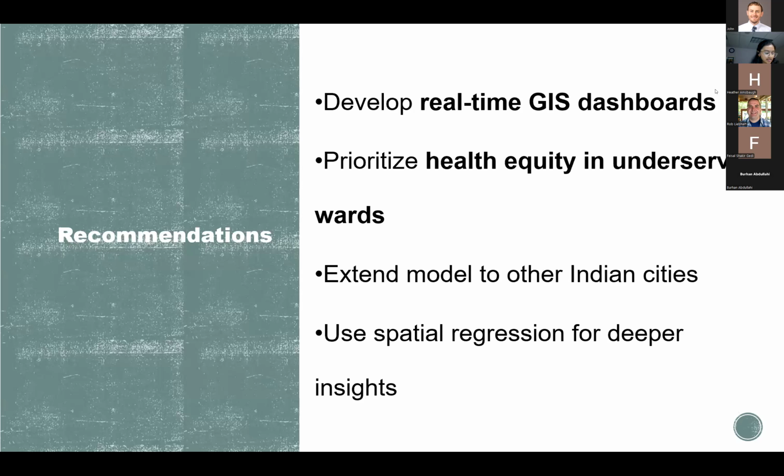And the recommendations: develop real-time GIS dashboards to track outbreaks and resource gaps live, and prioritize the underserved wards when allocating resources. Expand testing as a preventive measure, not just a diagnostic one. Apply this model to other cities like Mumbai or Bangalore for broader insights. The goal is not just to respond, but to be prepared.